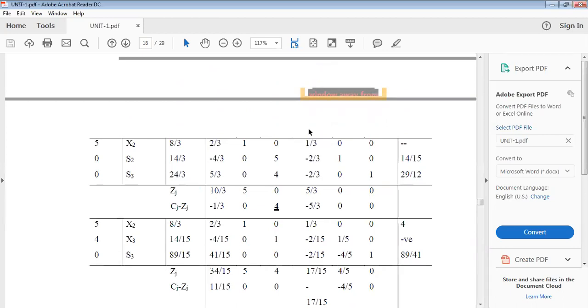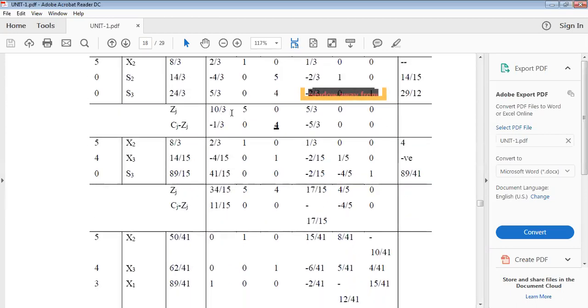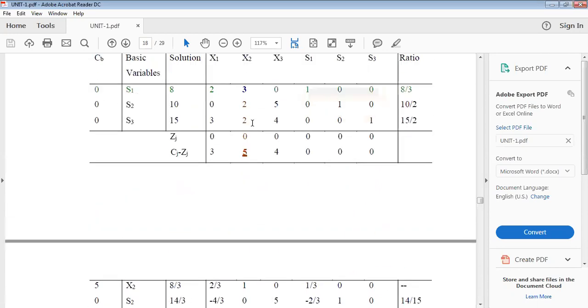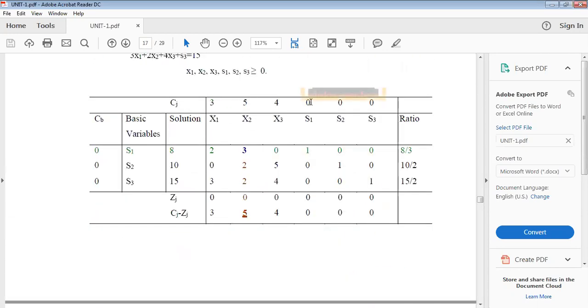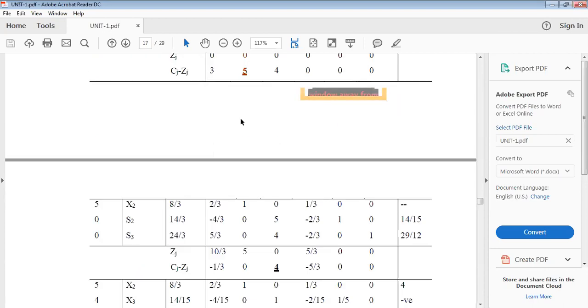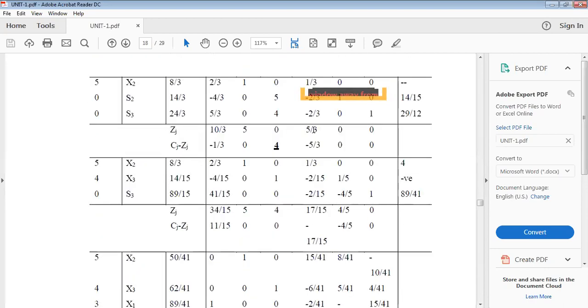Next, you have this particular 5 by 3, and minus 5 by 3. 0 minus 5 by 3, you will get minus 5 by 3. 0 minus 0, 0 minus 0, you got two zeros. I hope you have followed the CJ minus ZJ. That CJ does not change, it will remain as usual, 3, 5, 4, 0, 0. So CJ does not change. Please note down, CJ 3, 5, 4, 0, 0 does not change. Only ZJ will change in subsequent iterations.